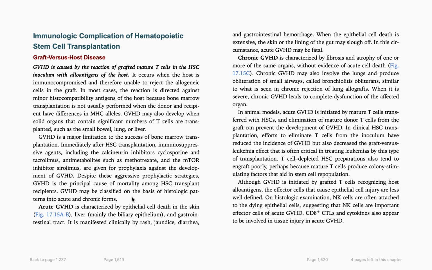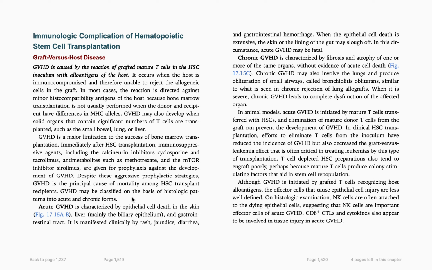Chronic graft versus host disease is characterized by fibrosis and atrophy of one or more of the same organs without evidence of acute cell death. Chronic graft versus host disease may also involve the lungs and produce obliteration of small airways, called bronchiolitis obliterans, similar to what is seen in chronic rejection of lung allografts. When this is severe, chronic GVHD leads to the complete dysfunction of affected organs.